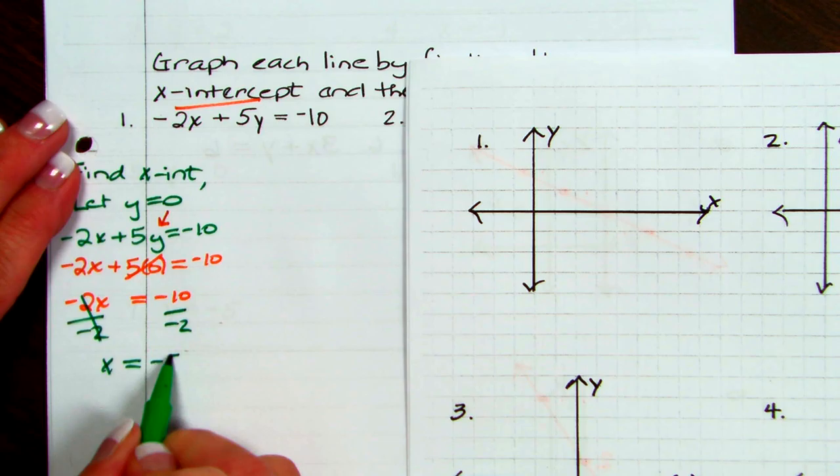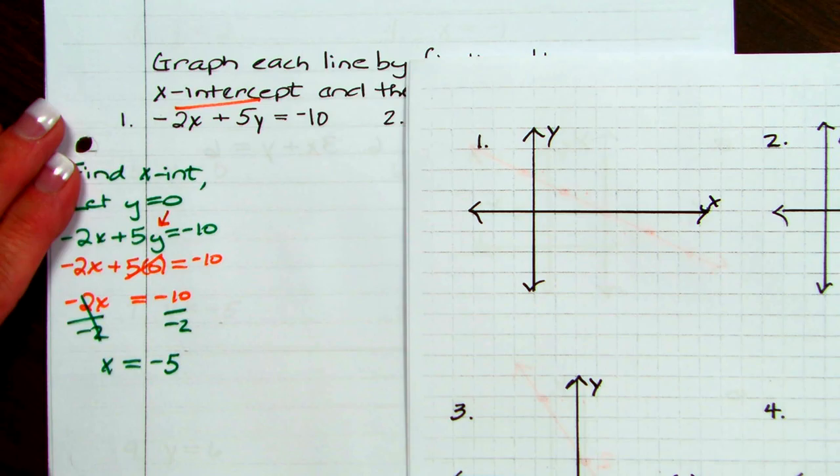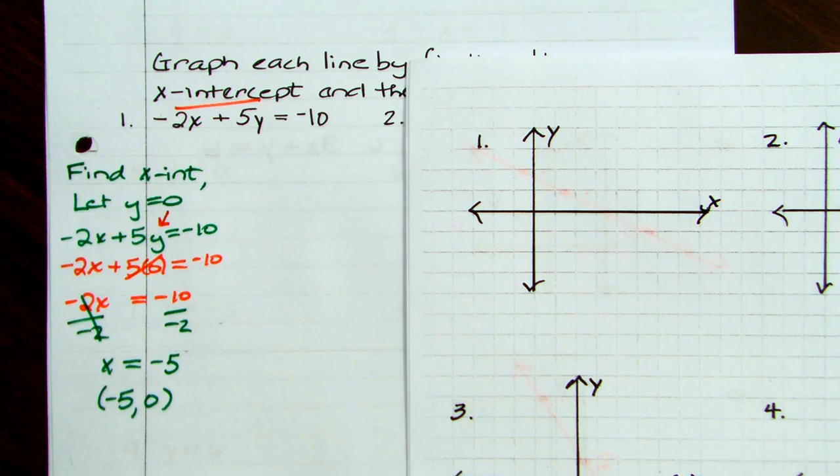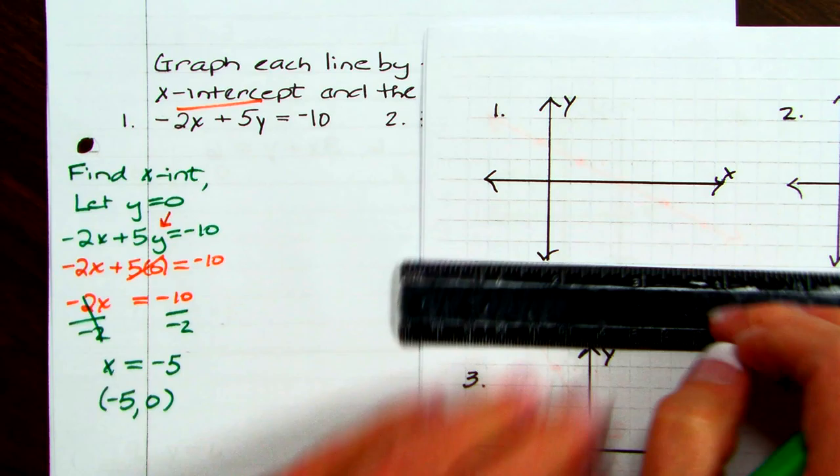So negative 2 times x plus 5 times 0 equals negative 10. And then 5 times 0, that's gone. So negative 2x equals negative 10. And so when you have negative 2 times x equals negative 10, to solve, you're going to divide by negative 2. And you have x is equal to negative 5. And that is going to be your x-intercept. So negative 5 comma 0.